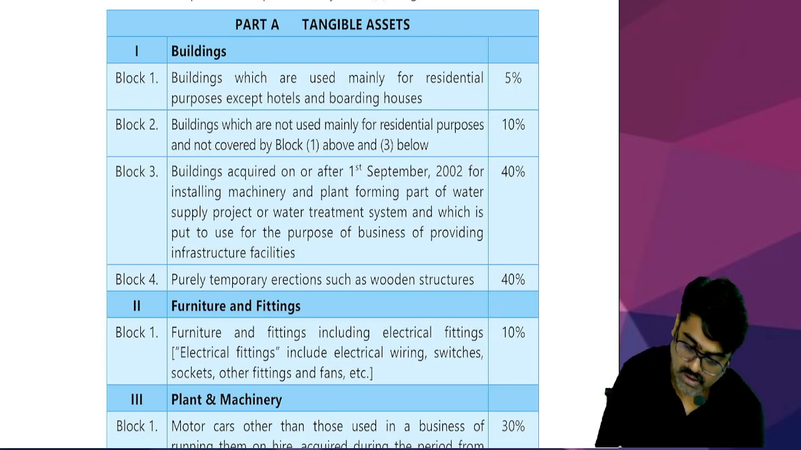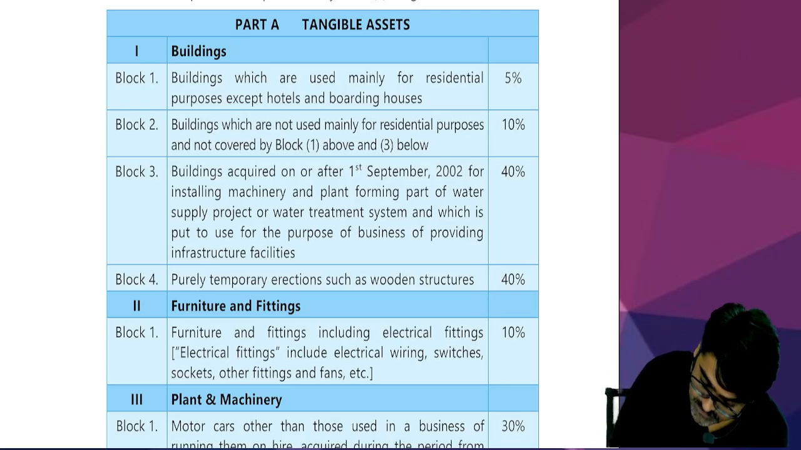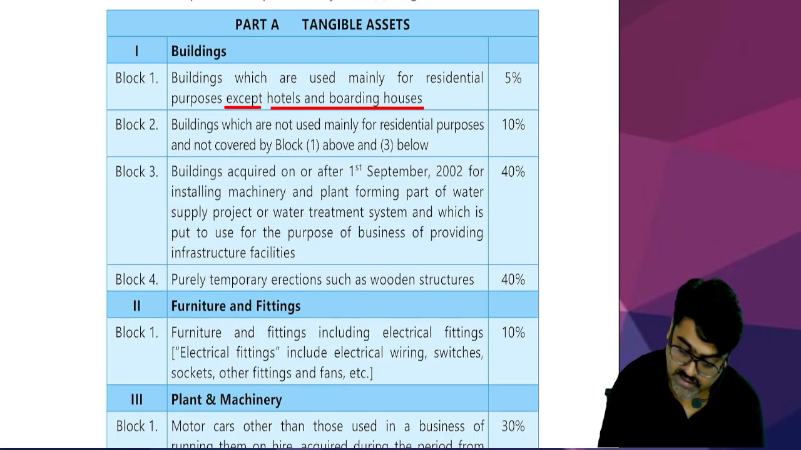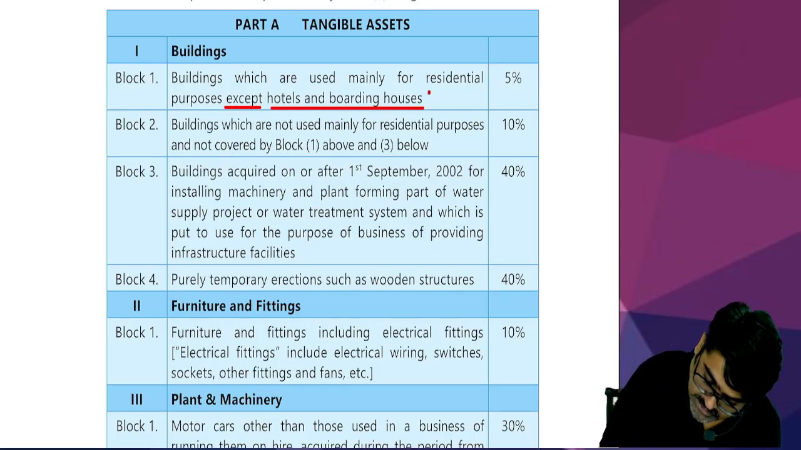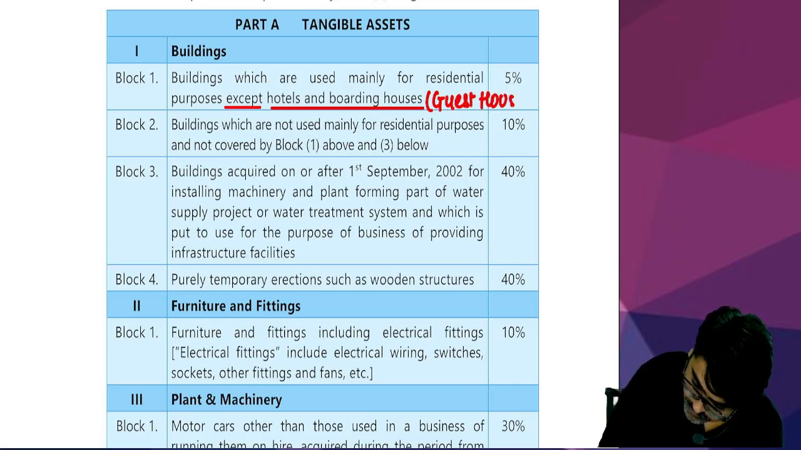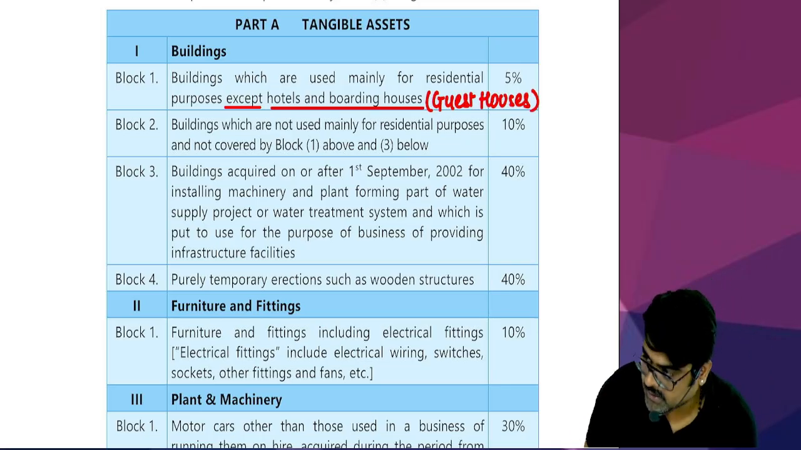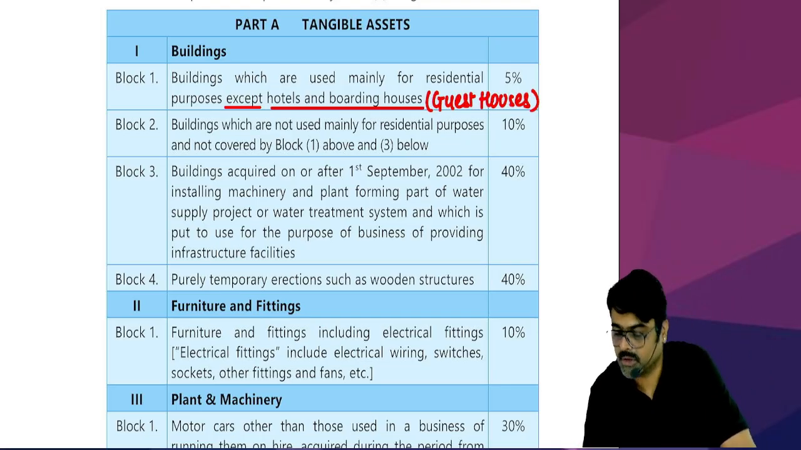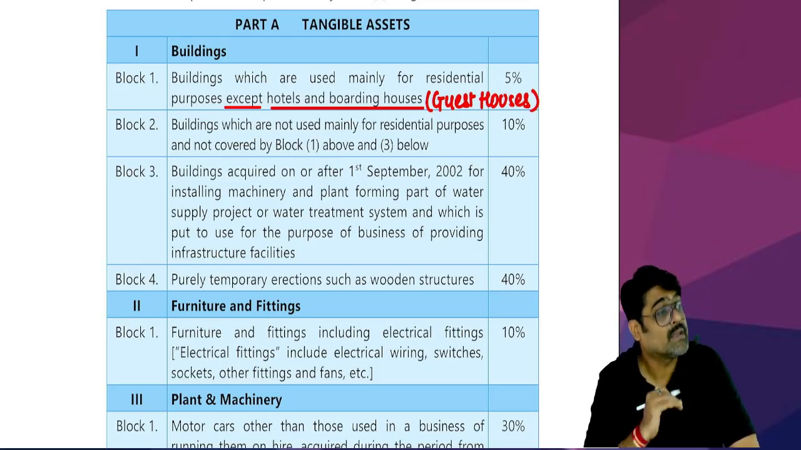Yes or no? So other than, what did I say? Please remember, except hotels and boarding houses. Hotels and boarding houses, meaning guest houses, etc. Write down guest houses. So other than hotels, guest houses, meaning boarding houses, any other building which is residential in nature, all such buildings will form one block, because all such buildings have what rate of depreciation? 5%. Sir, yes sir? Now, other buildings.